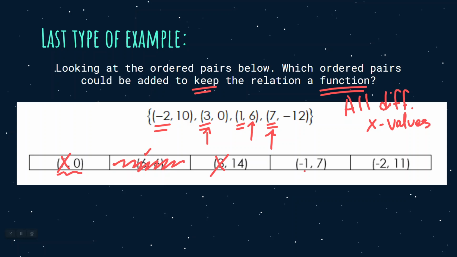I don't have a -1. I have a +1, but I don't have a -1 in there yet, so that's a different x value. That one's okay. I do already have a -2, so I can't use another x value of -2. So these 2 points, I could add and keep it a function. The other 3, if I add them, it's still a relation. It's still just a set of ordered pairs, but it's not a function because I have repeating x values.